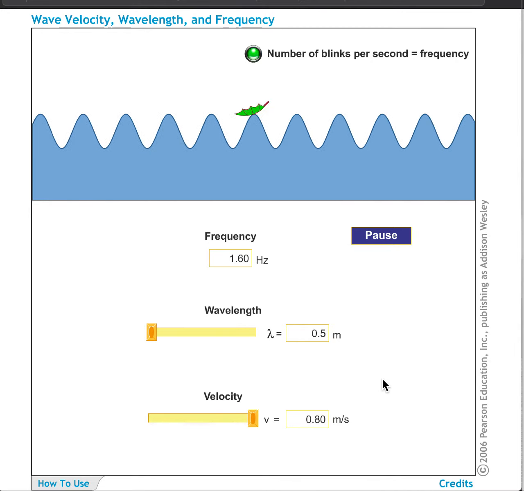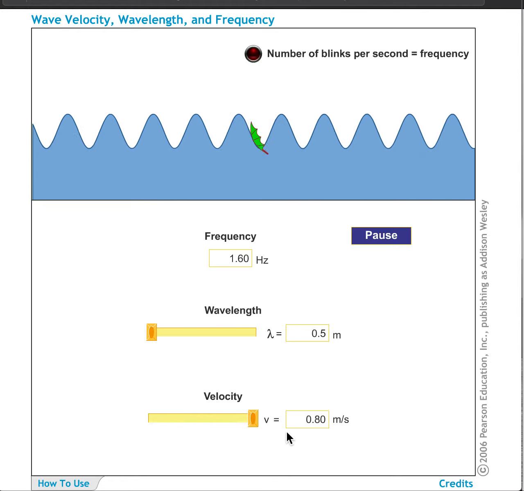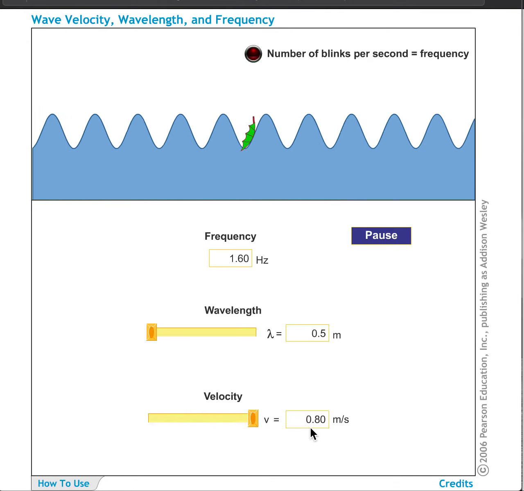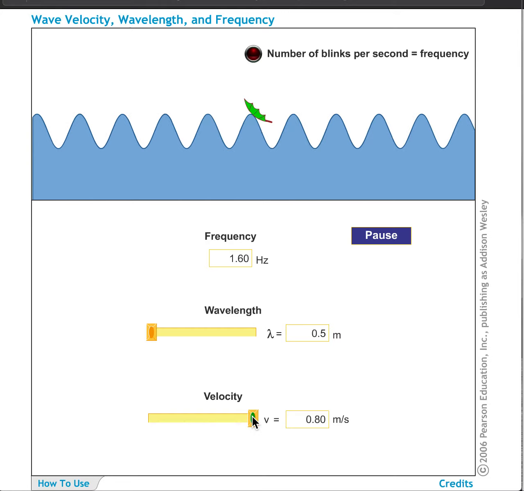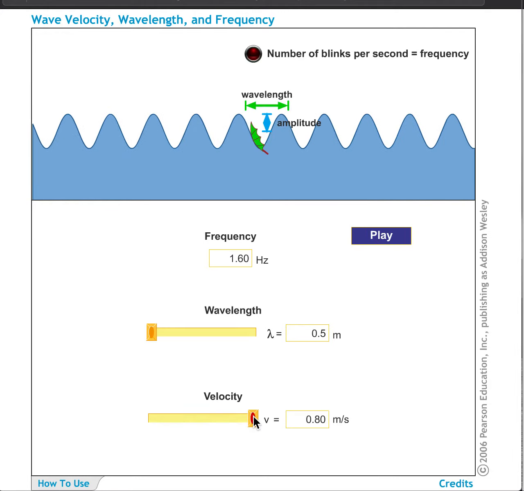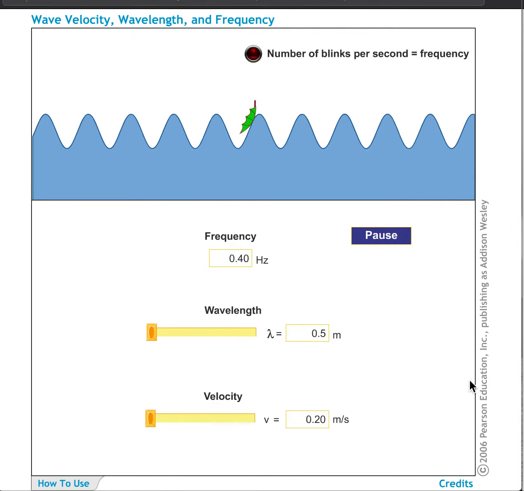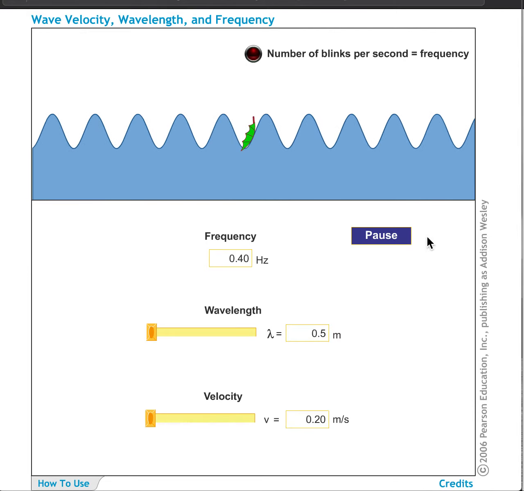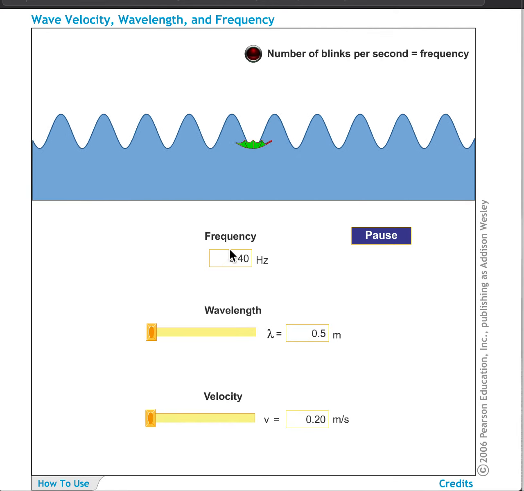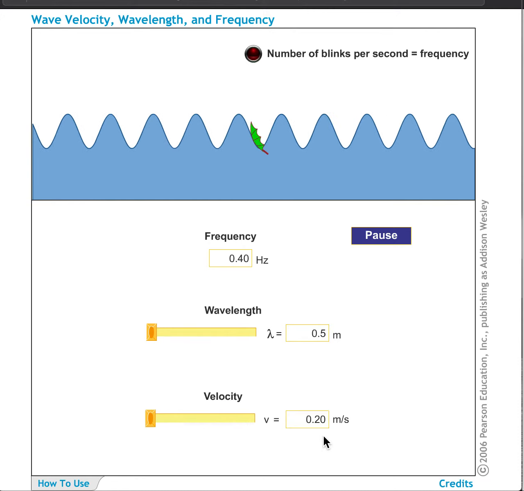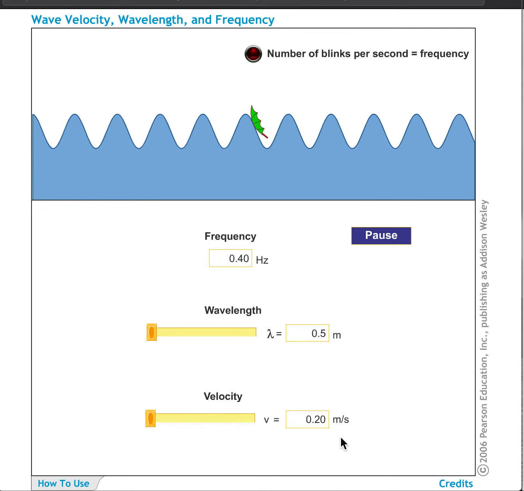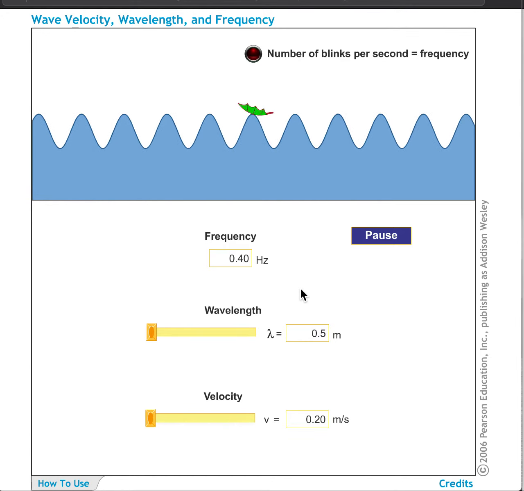So now we're going to keep the wavelength fixed, and we're going to decrease the speed of the wave from 0.8 down to 0.2. So we're going to decrease it by 1/4. Hit play. So now it's going slower. The wave is traveling slower to the right, and the frequency has also decreased. So when we decrease the velocity by 1/4, the frequency also decreases by 1/4.